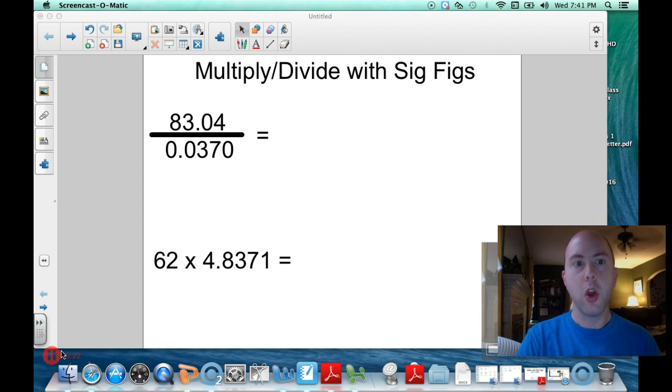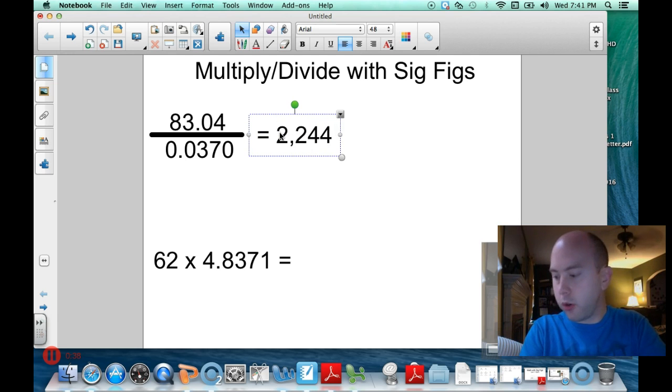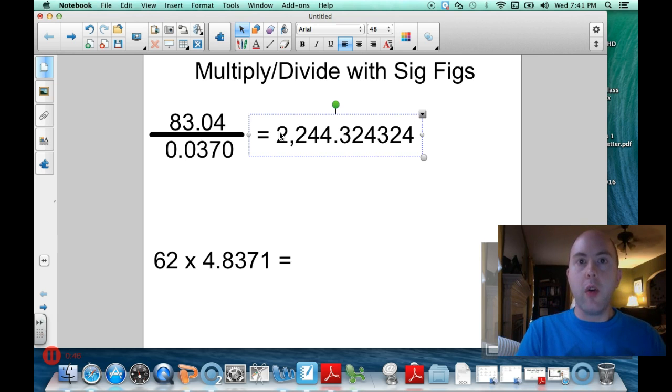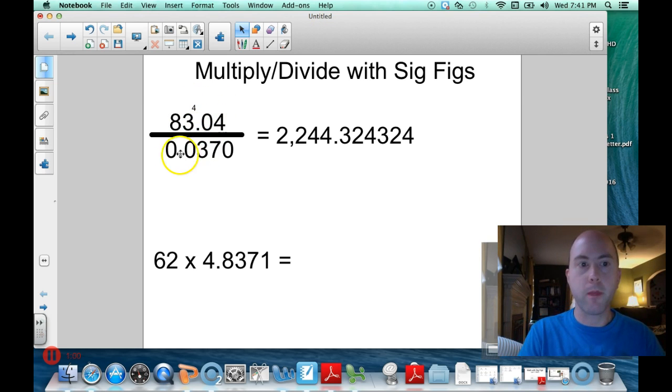For the first example, we have 83.04 divided by 0.0370. So just put it in the calculator and you'll get an answer of 2,244.324324. Okay. Now, where do I round that? Well, again, let's look at how many significant figures are in each number. In 83.04, there are 4 sig figs.